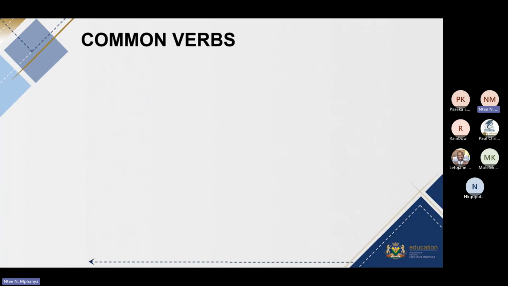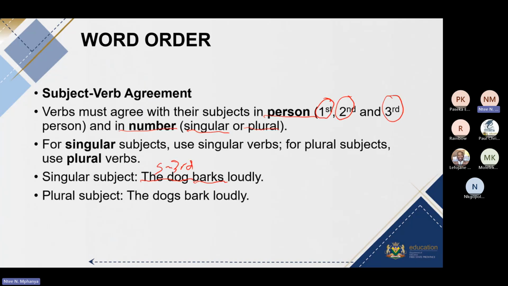A plural subject. In a plural subject, the dogs, how many dogs now? We have more than one dog. So the dogs bark loudly. Here only one dog barked loudly, but now here we have many dogs barking loudly. Can you see? Now that our subject is plural, it loses the what? S here because now it is more than one dog. We can't say the dogs barks loudly. It will not agree in person and in number. Therefore, the dogs bark loudly.